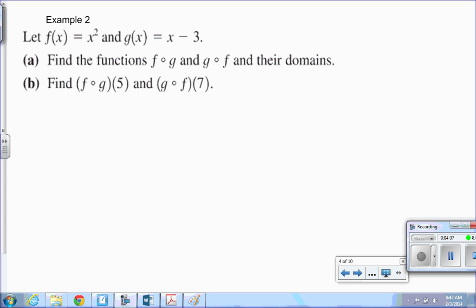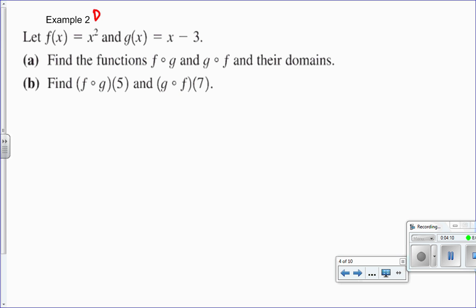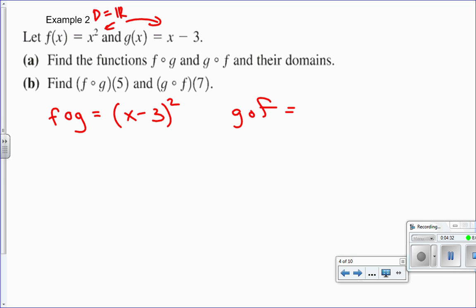All right, so here's an easy example. Notice for each of these functions, the domain is equal to all real numbers for both of these. And so to find the domain of the composition, let's first find the function. F composed with g is putting the g function into the square, so that's (x minus 3) squared. And then g composed with f is putting the f function into g, so that's going to be x squared minus 3. Notice the domain of these two functions are all real numbers, so we would say the domain of f composed with g is the same as all real numbers, as is the domain over here.